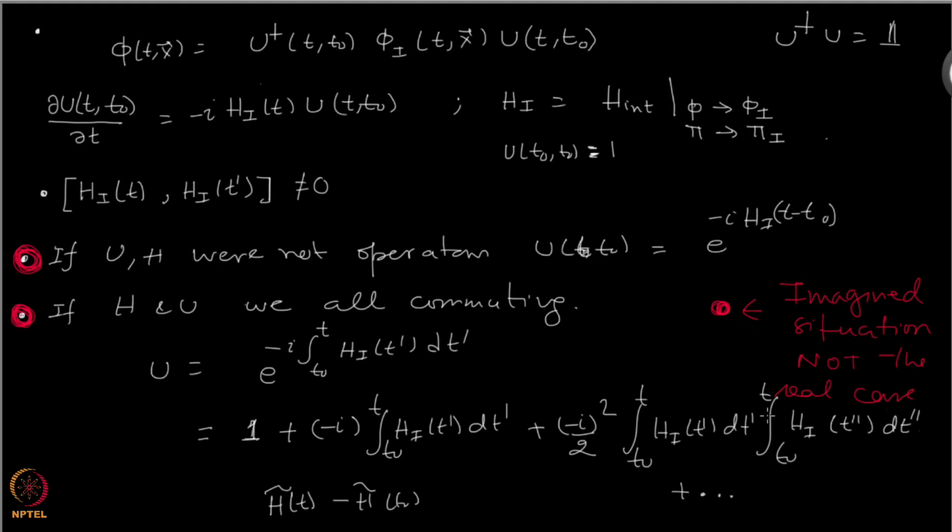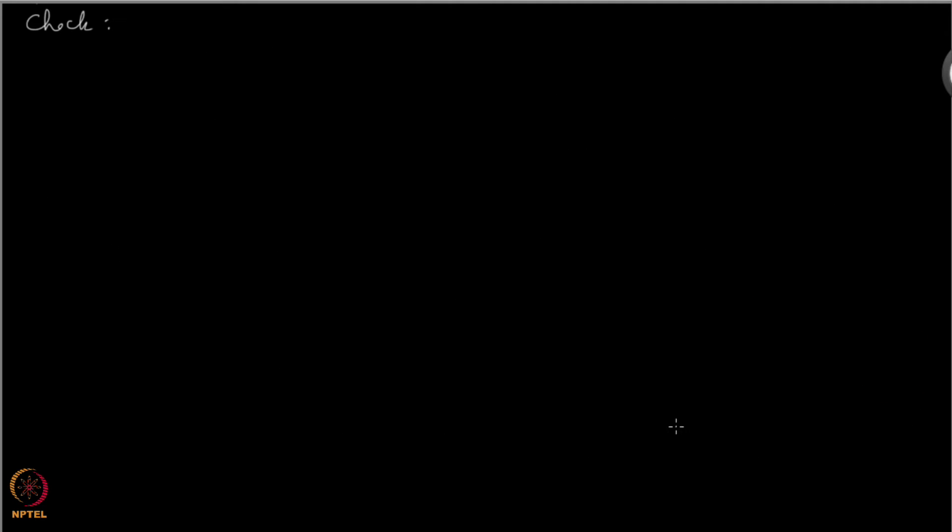There are two factors, so you use the chain rule, and you will generate two terms, and then you can again just find the derivative easily. So let me give you what you will get. So check that you get the following. The first term will give you minus i times H_I of t.